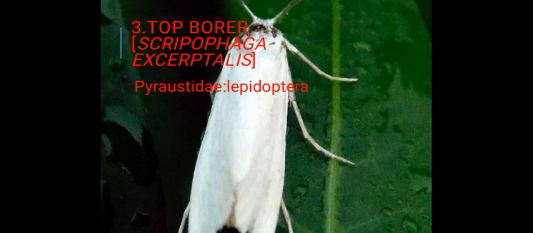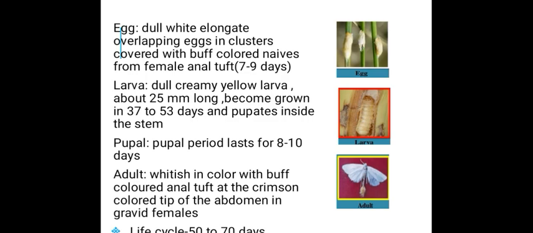Top borer: dull white, elongate, overlapping eggs in clusters covered with buff colored hairs from the female anal tuft. Larva: dull creamy yellow, about 25 mm long, becomes full grown in 37 to 53 days and pupates inside the stem. Pupal period lasts for 8 to 10 days. Adult is whitish in color with buff colored anal tuft, and a crimson colored tip of the abdomen in gravid females.